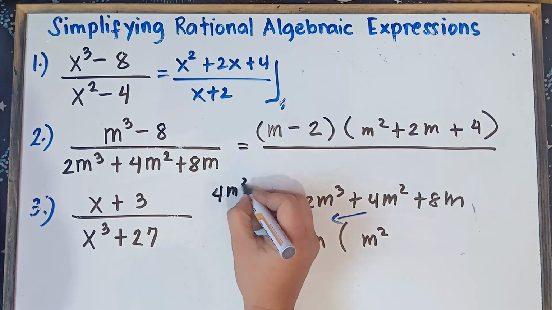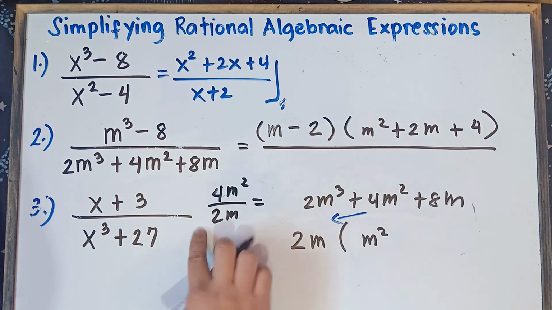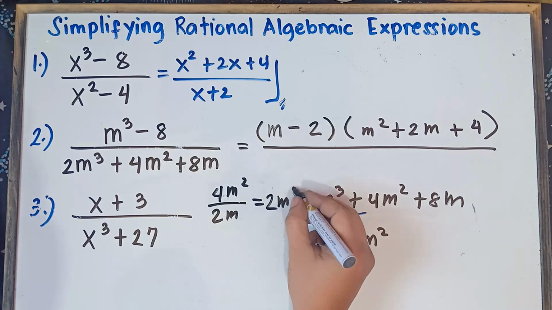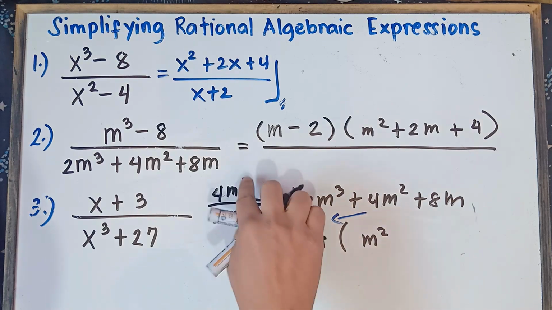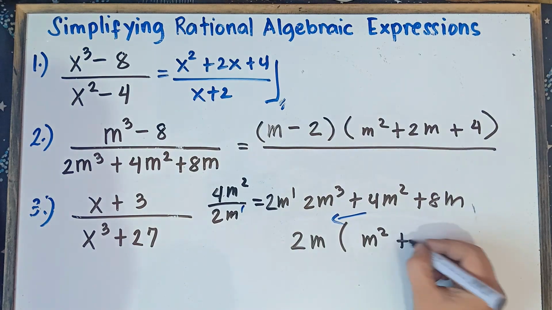4m squared divided by 2m. So 4 divided by 2 is 2. m squared divided by m, that would be m raised to the power of 1, right? Subtract the exponent. 2 minus 1, that would be equal to 1. So that would be 2m. So positive 2m.